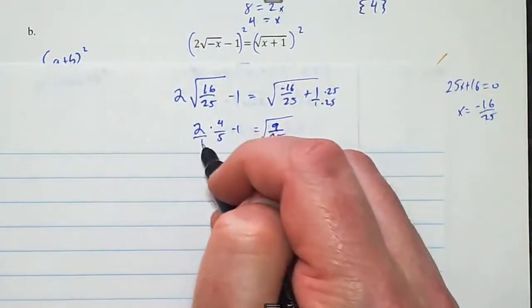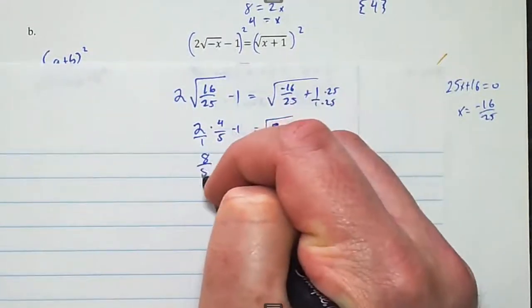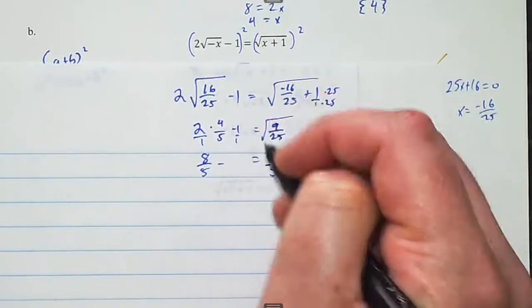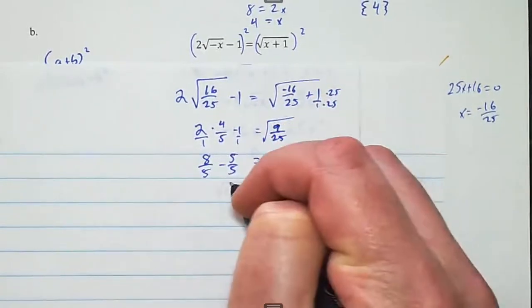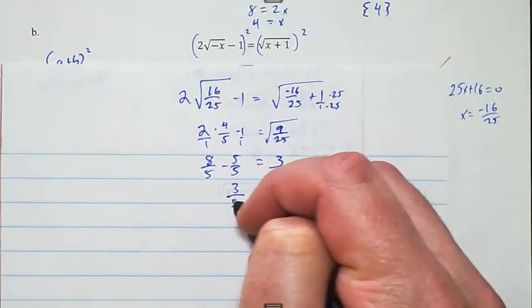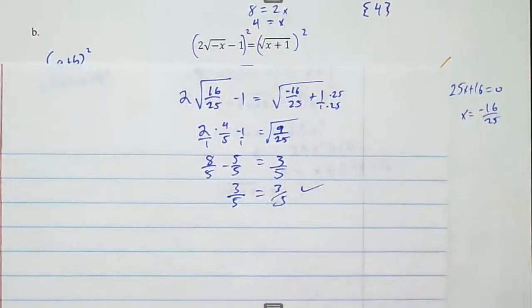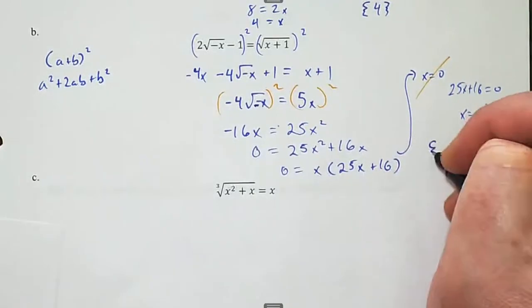When you multiply 2 times 4 fifths, you get 8 fifths. I need a common denominator. That's 1 over 1. I'll multiply top and bottom by 5. 8 fifths minus 5 fifths is 3 fifths. So we got one right answer.